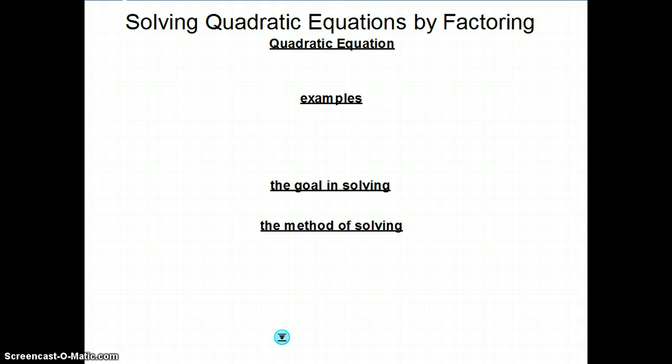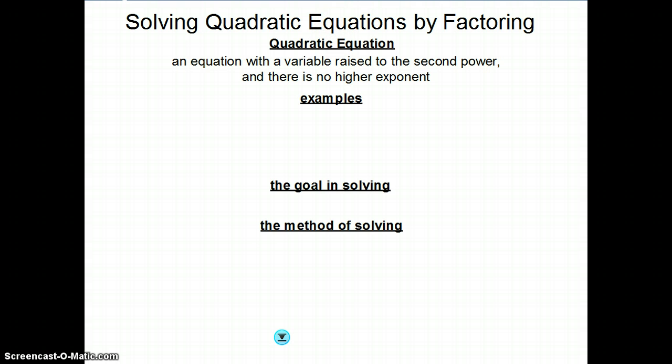We're going to now go into solving quadratics by factoring. On the last slide, I gave you an example of this. Now we're just going to go a little bit more into depth. By definition, a quadratic equation is an equation with a variable raised to the second power. There is no higher exponent. Another way to say this would be a second degree polynomial. That word degree is just talking about the highest exponent in your polynomial. So since this is a second degree polynomial, it means that the highest exponent in your polynomial is a 2.